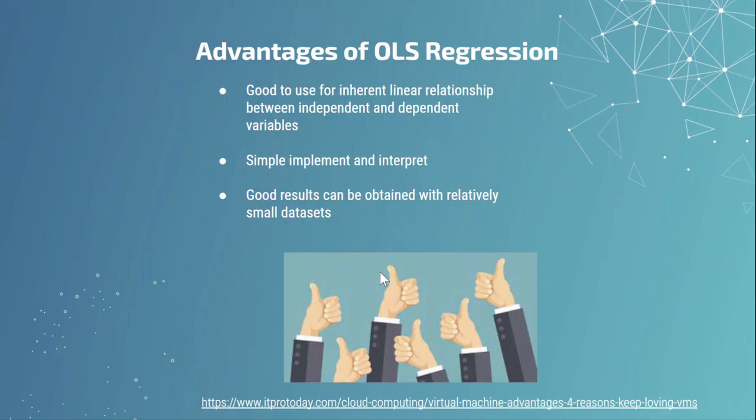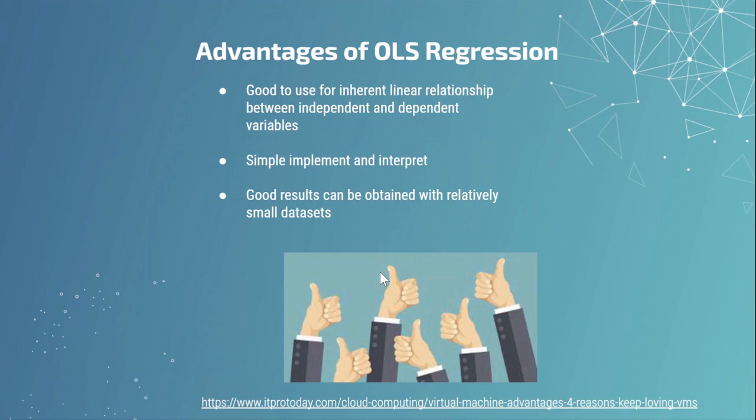So now that we understand what OLS is, let's see the advantages of using it for linear regression. One very important advantage of OLS regression is that the algorithm is best to use when you know there is an inherent linear relationship between your independent and dependent variables. To explain that, if we take our ice cream example from the previous video, and one of our features is temperature, then we can say as the temperature of our location is increasing, the price of ice cream is also increasing. That is a linear relationship. It's an upward linear relationship, right?